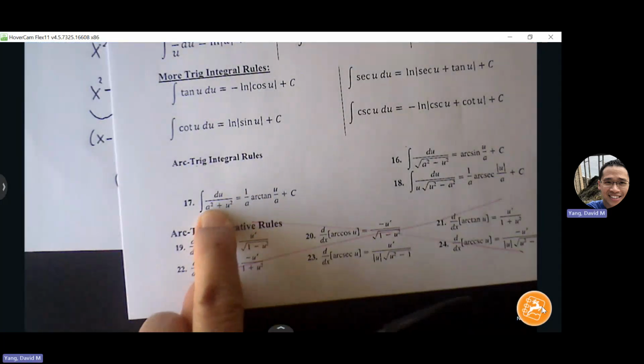So yes, the rule does say a squared plus u squared, but it could very easily just be u squared plus a squared because the order of the terms is not important, but we have to make sure that we know how to pick the a and the u value. Sometimes it's first, sometimes it's second, but the u has the variable and the a is just the constant.